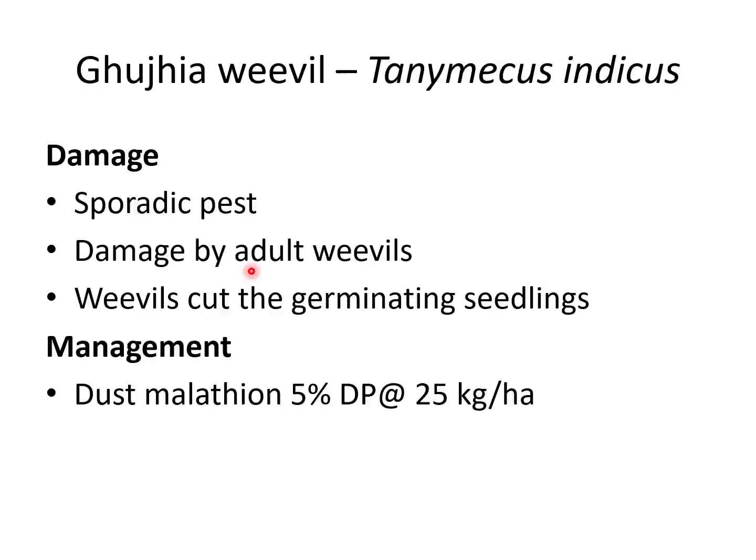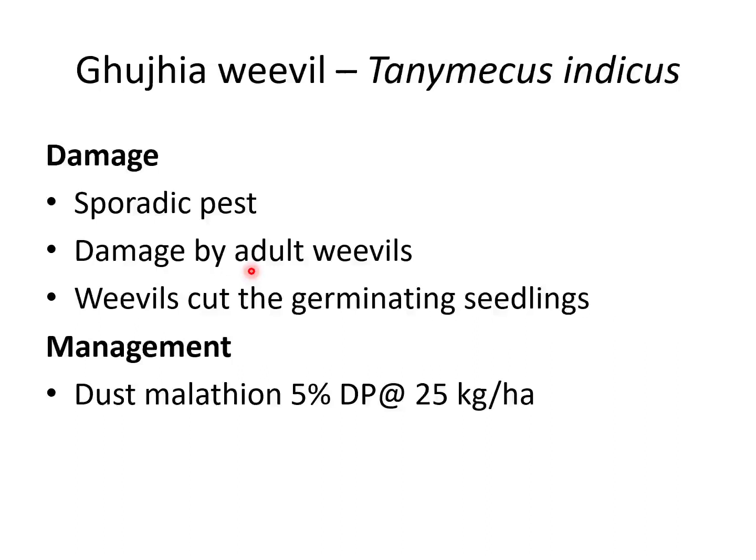Coming to the next one, that is Gujia weevil or Tanymecus indicus. It is a sporadic pest. It's not a pest which occurs regularly in wheat fields. The damage is done by adult weevils, not by the grubs. The damaging stage is adult weevils, and it is a pest which attacks the crop in the seedling stage. The weevils cut the germinating seedlings. That's the nature of damage.